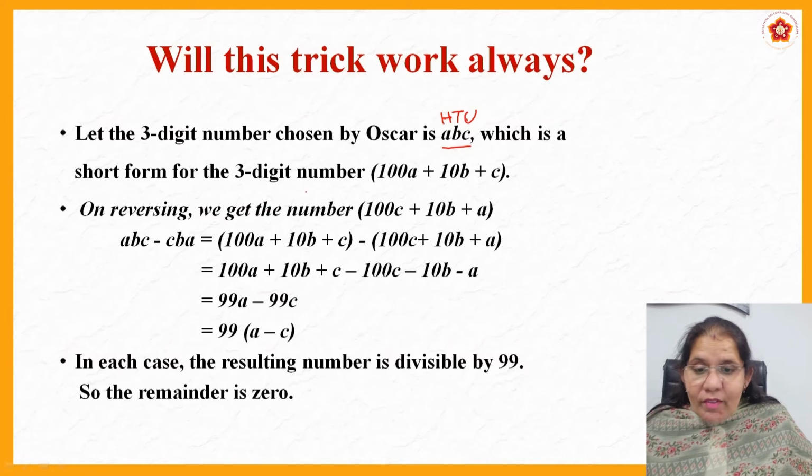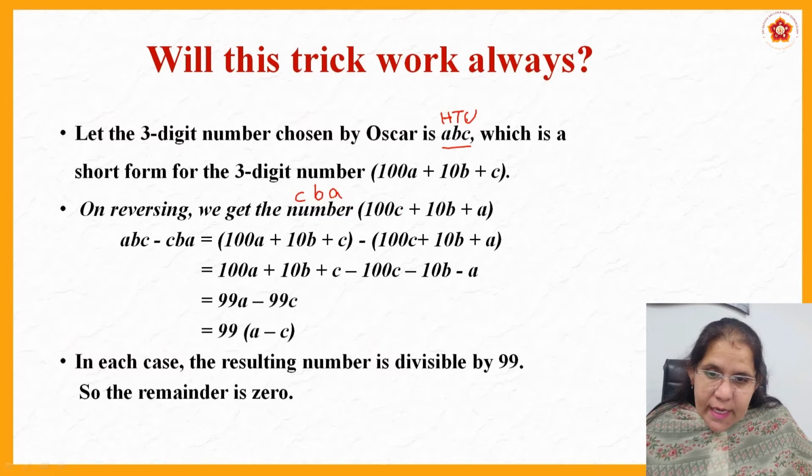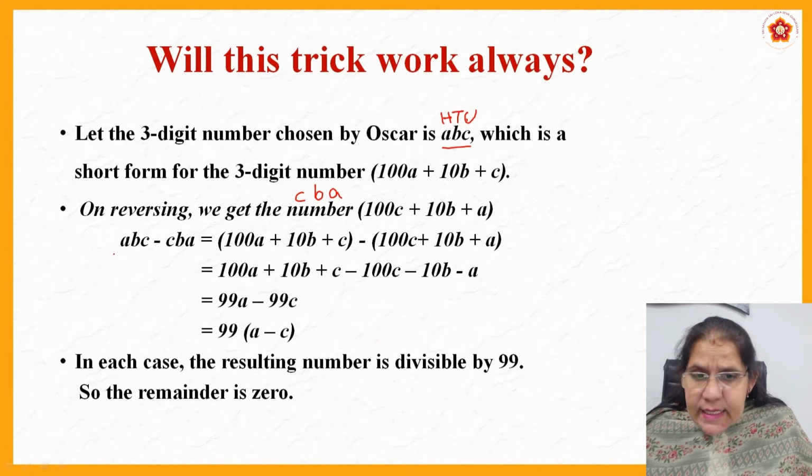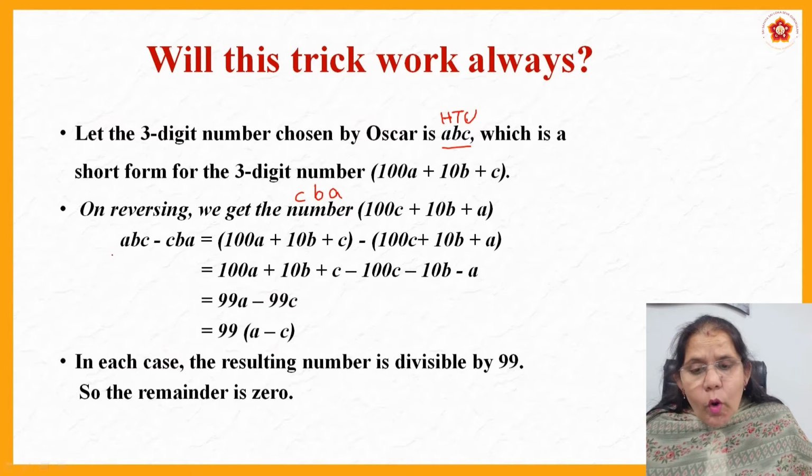On reversing, what will we get? On reversing, the number will become CBA. So that means C is at the hundreds place, so 100C is written here, plus B is at the tens place, so 10B will be written here, and A is at the units place, so plus A. Now, whether we assume that A is greater than C or C is greater than A, in both cases the answer will come the same, only the sign would change.